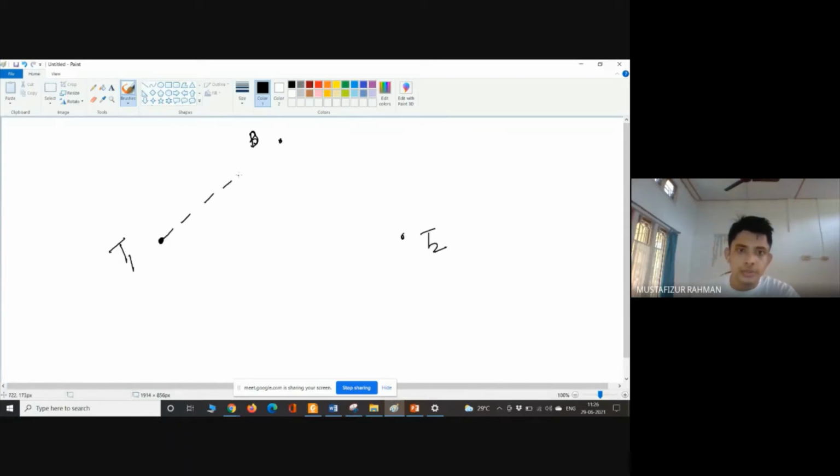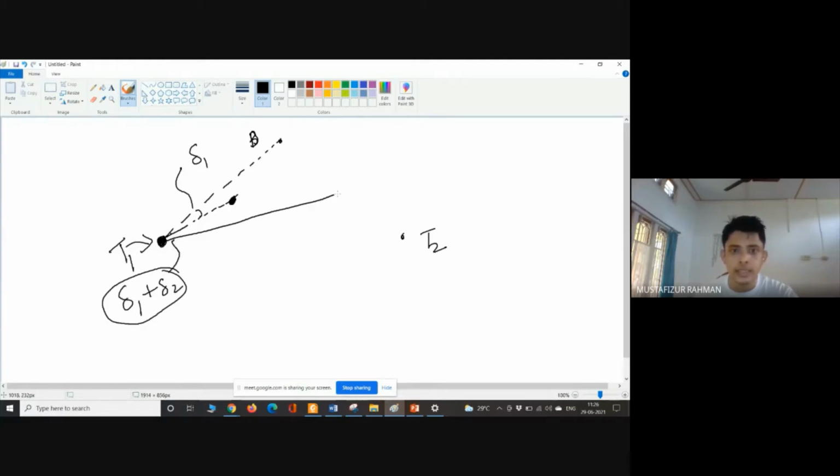So what we can do, our instrument stays here at T1 only. We gave the first angle, delta 1, and we go 20 meter along this way. Okay, we got the first point. Then from here only, we give the second angle, delta 1 plus delta 2 this time. So there we will get the direction from here only, and the distance will be 20 meter from this point.